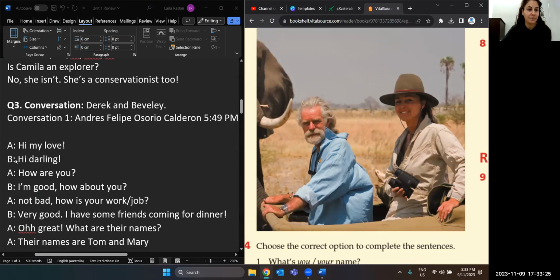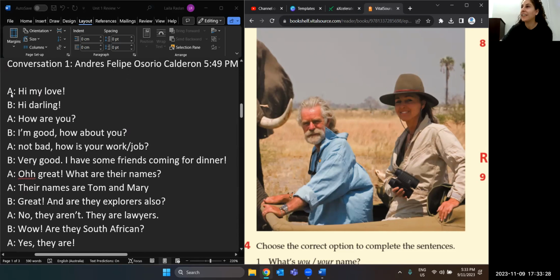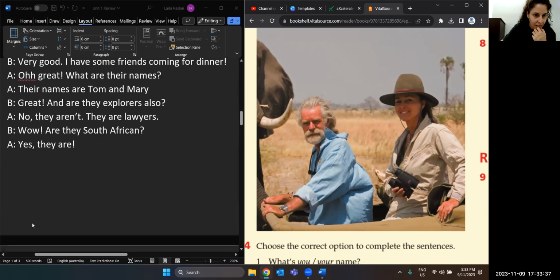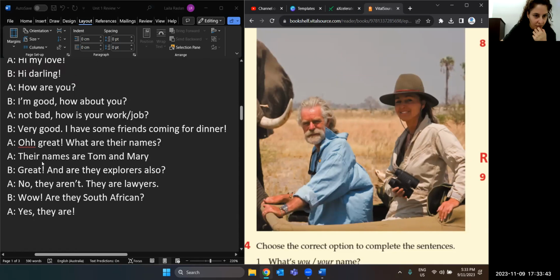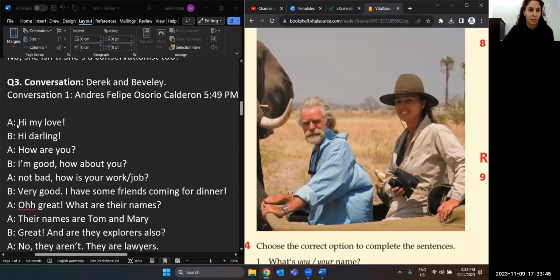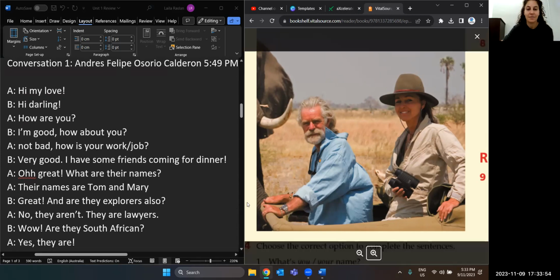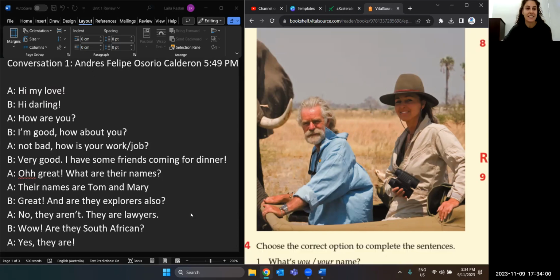Andres wrote this one. So A will be, I think, is A the girl or the man? One second. I can't remember if A is Derek or Beverly, but A will be Oscar and B will be Shirley. So remember, this is a conversation with Beverly and Derek that Andres wrote for us last time. Okay, so A, Oscar, B, Shirley.